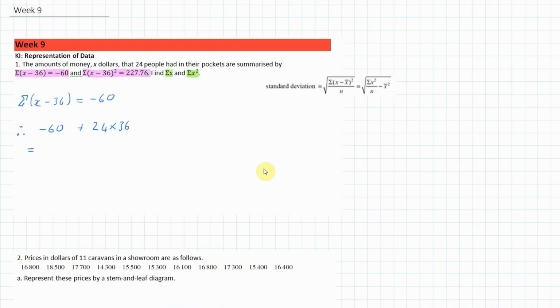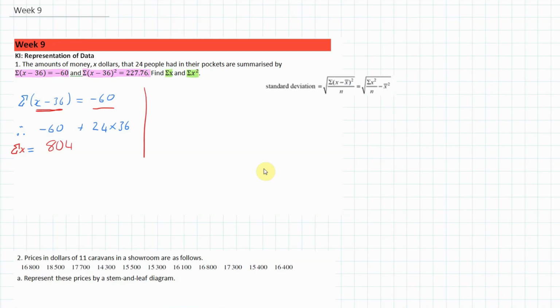Now the reason for this, of course, is that if you look at the formula here, for every one of those 24 X values, I've taken the X value and subtracted 36, and when I did that, I ended up with minus 60. So to get back to what the sum of X is, I've simply got to add the 24 lots of 36 that I've subtracted. 24 by 36 is 864, and then we've got that negative 60, so it should be 804, I think. Okay, so that's that one.